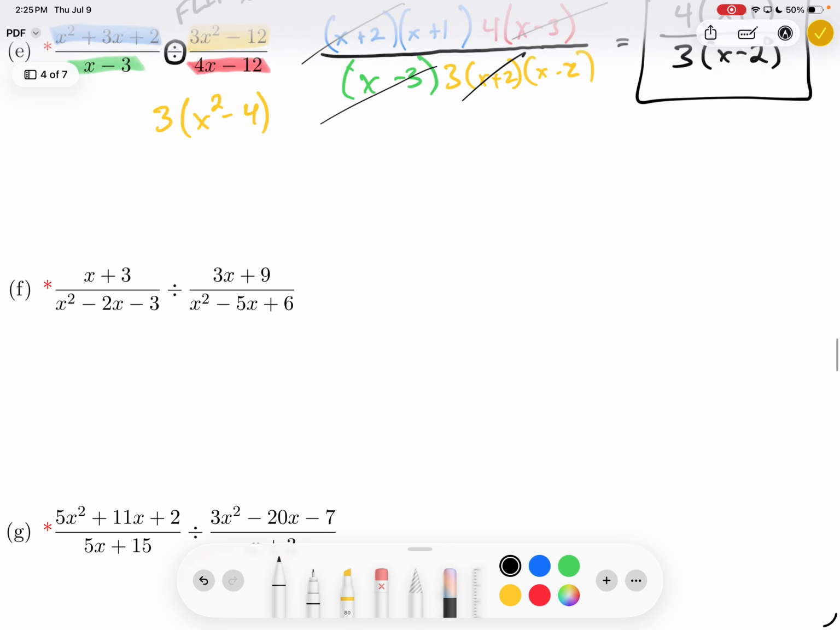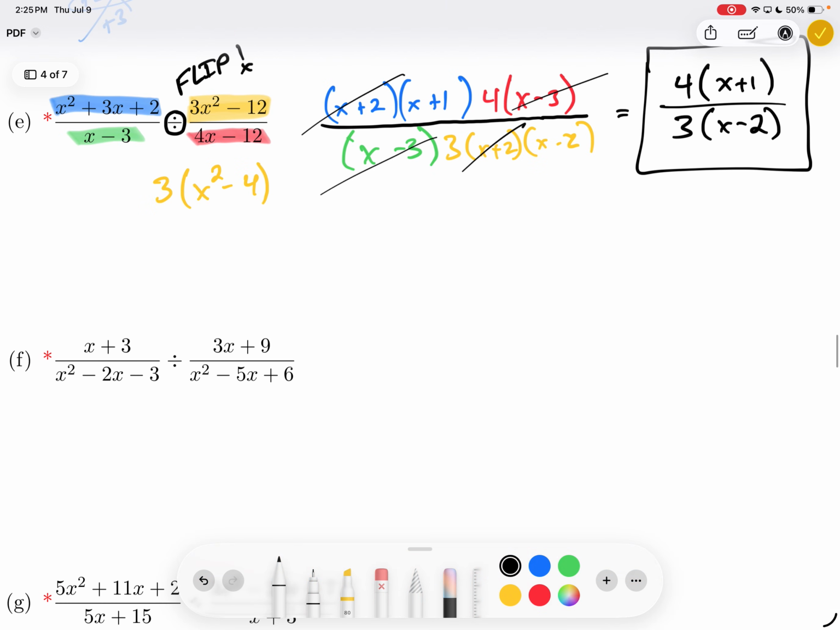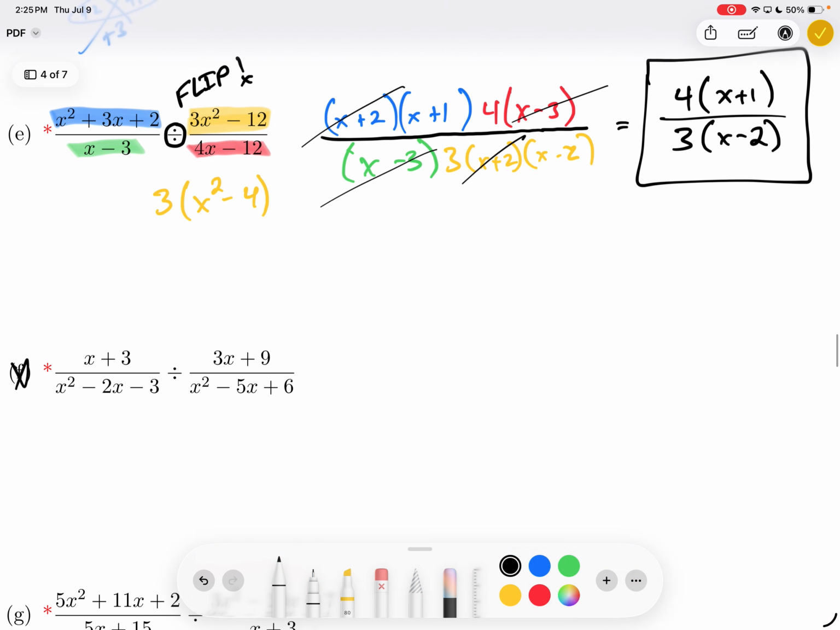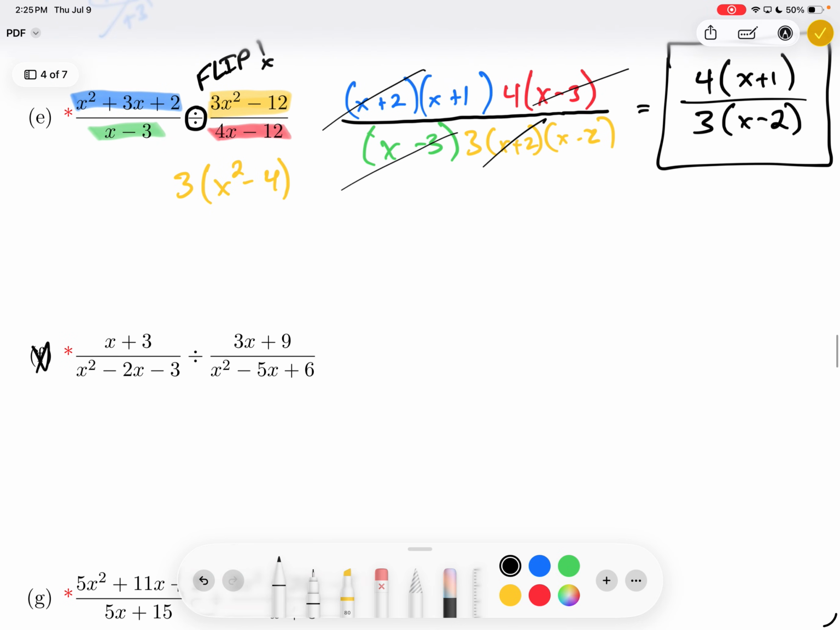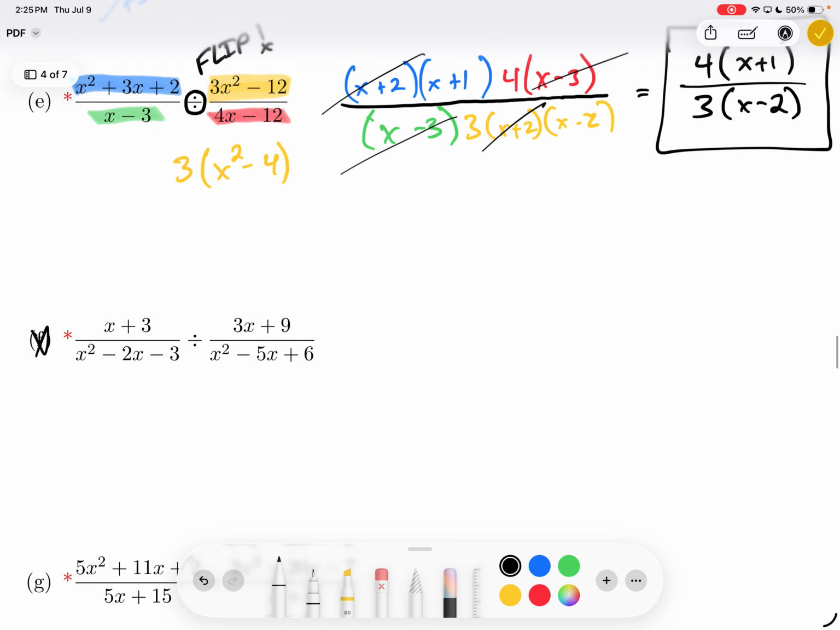Do I want to do F? No, I want to do G. F's pretty similar to that one we just did. I guess you got two factoring ones, but.